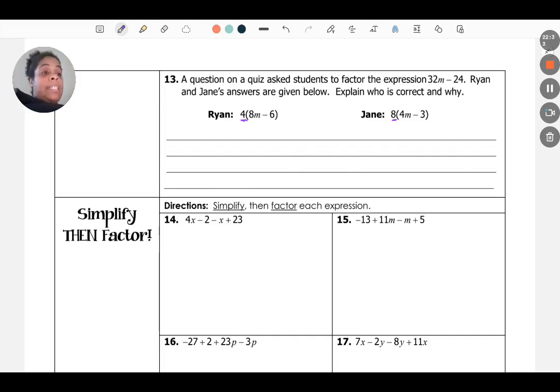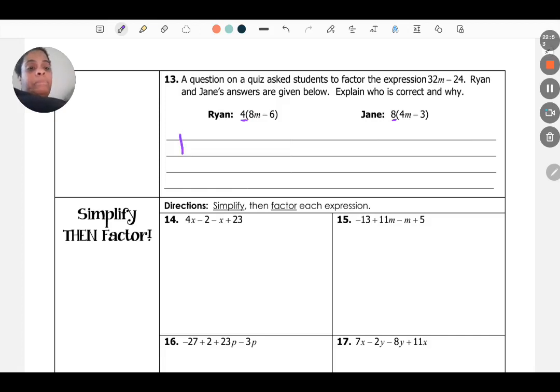So Jane is correct because Jane factored out 8. And 8 goes into 32 4 times, and 8 goes into 24 3 times. And both of those, that's prime in there. That means that they can't be factored down more. 4 is even, 3 is odd. So this is the simplest form.